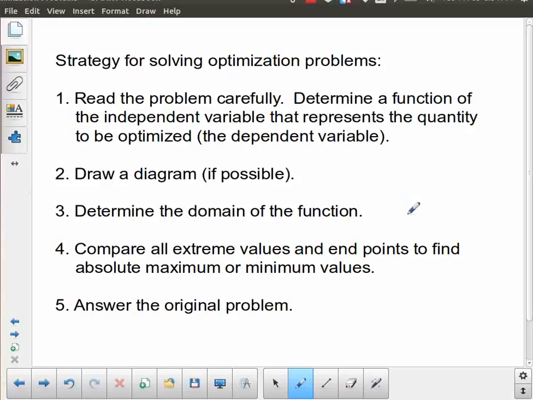Now, in general, if we're solving an optimization problem, the first thing is you need to read the problem. Make sure you understand what it is that's being asked for. Make sure you understand the difference between the original function and the derivative of the function, what the derivative is going to tell you. If you can, you're going to draw a diagram. At some point, you're probably going to have to think about the domain of the function. You might be able to come up with something before you start, or you might have to look at it afterwards. Don't forget to look at any endpoints, if they exist, to decide whether or not you have maximum or minimum values, and then go ahead and answer the original problem.